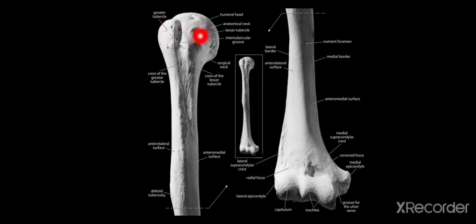And coming to lesser tubercle, it has an impression for the insertion of subscapularis muscle. It's a multipennate muscle. It gets inserted into the lesser tubercle, and the four muscles, the supraspinatus, infraspinatus, teres minor and subscapularis muscle, four together form the rotator cuff muscles or musculotendinous cuff.